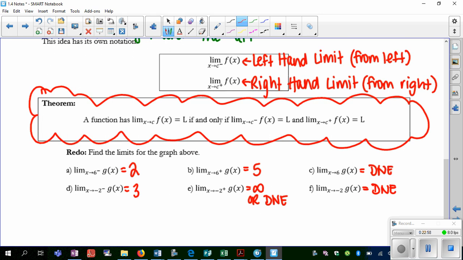So there you have it, going through and doing limits on a graph. And then the next thing we'll talk about is how to do these without a graph, so how to do these algebraically.